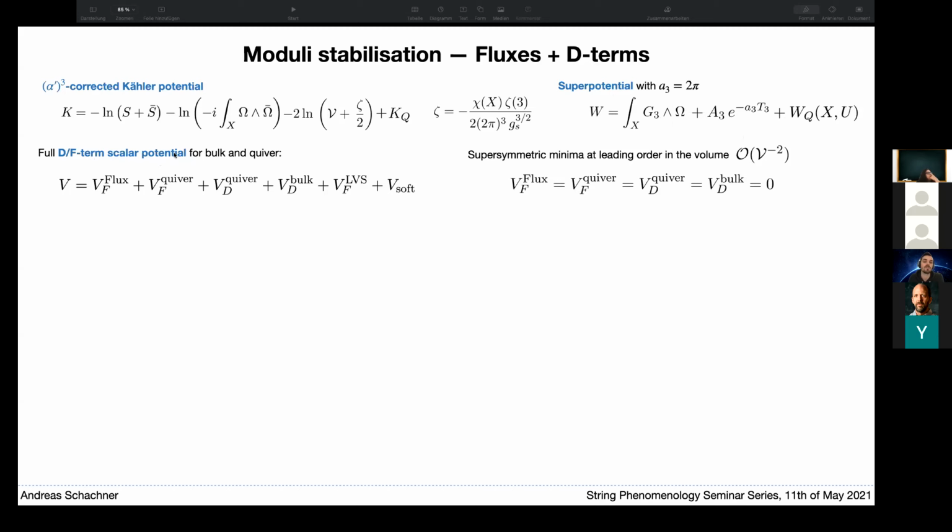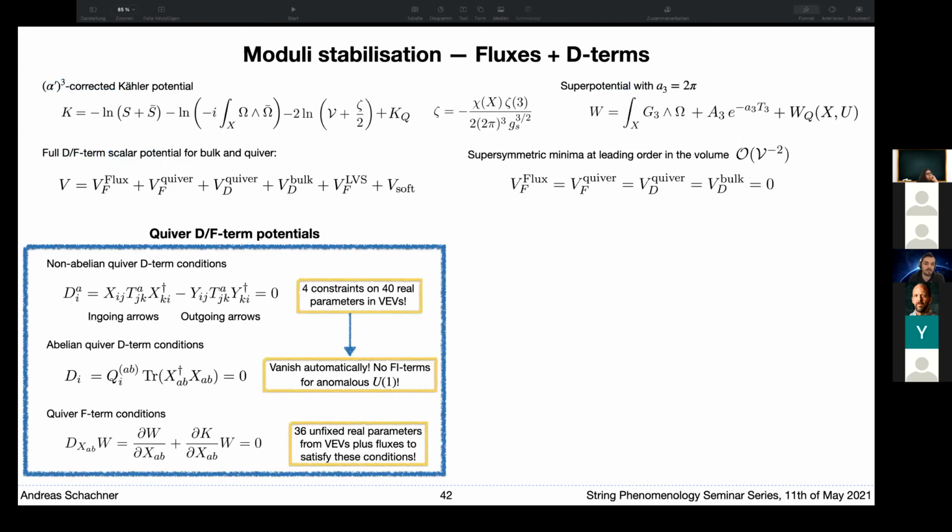Now, putting all of that into the formulas for the D and F term scalar potentials, one finds several different contributions. And at leading order in the volume, namely at volume to the -2, we can stabilize some of the moduli supersymmetrically. So first, let's have a look at the quiver D-terms.